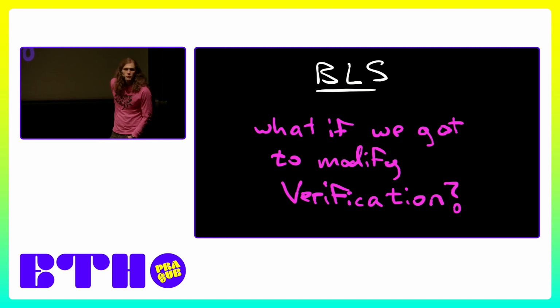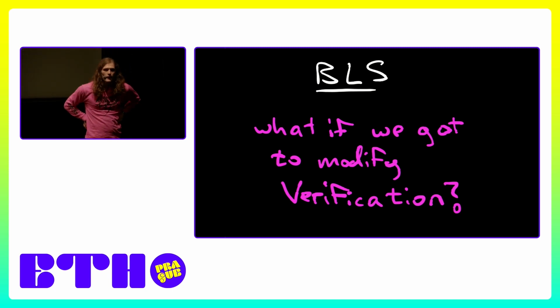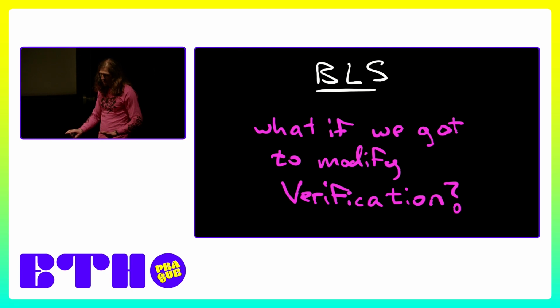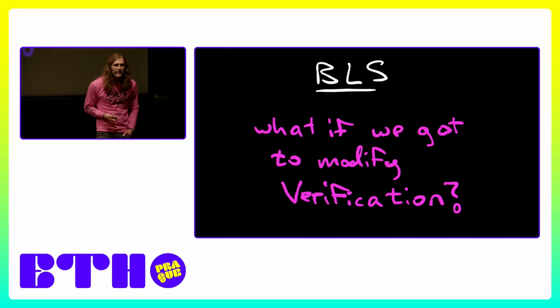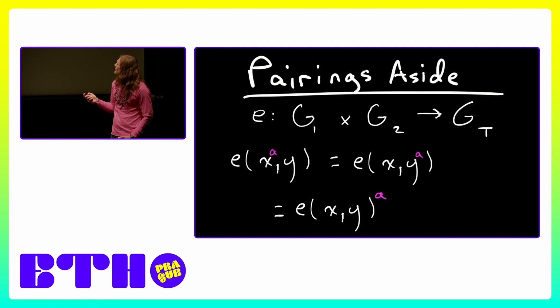So the question we ask with BLS is, what if we got to modify verification? In the 2 schemes beforehand, we basically stuck to an already existing scheme, which is, here's some format for creating a single signature, not a threshold signature, a single signature. What if we got to change our verifier to say, I'm going to accept an entirely new type of signature, and I'm going to invent some elliptic curve cryptography?